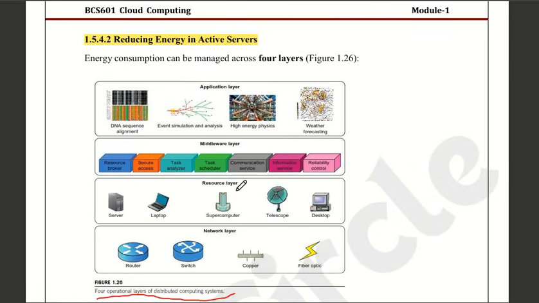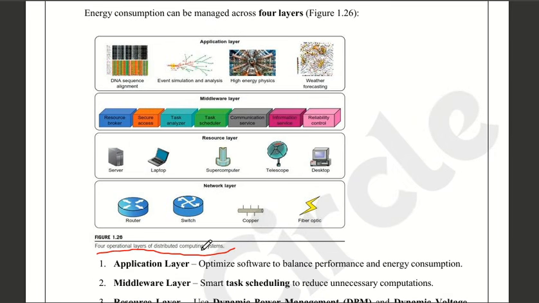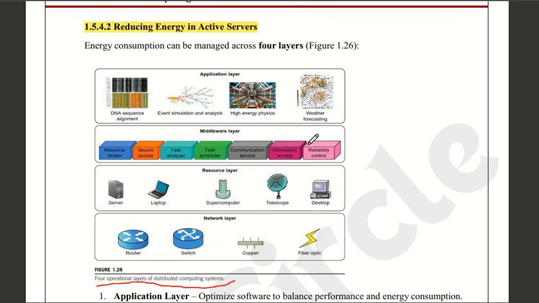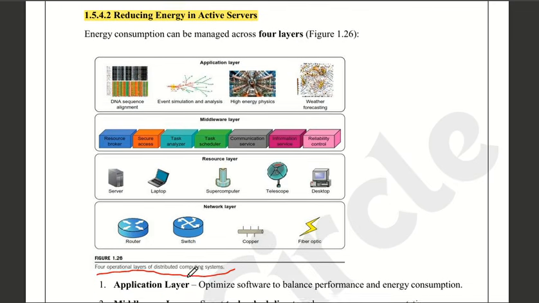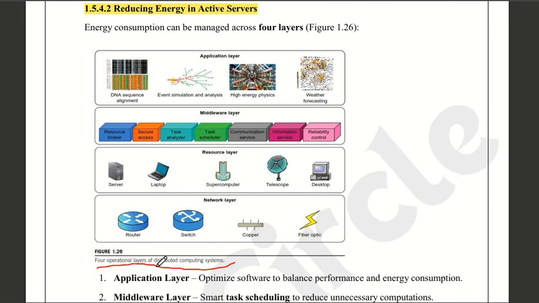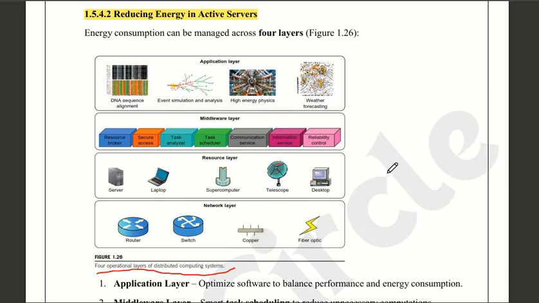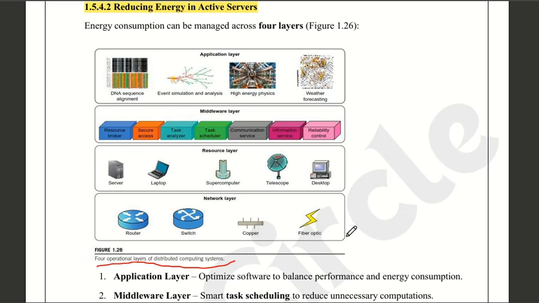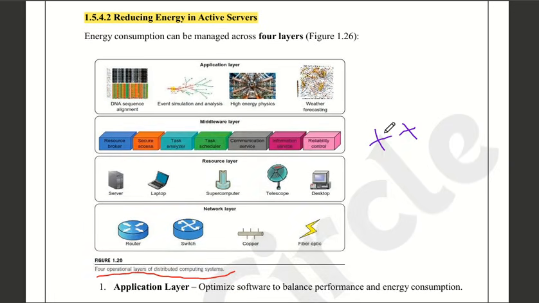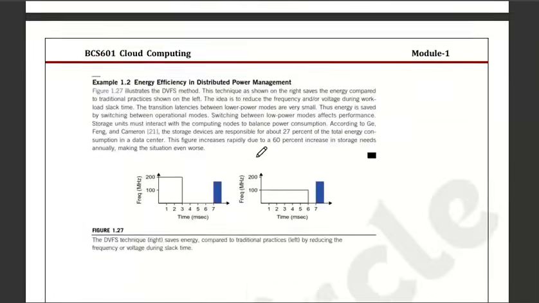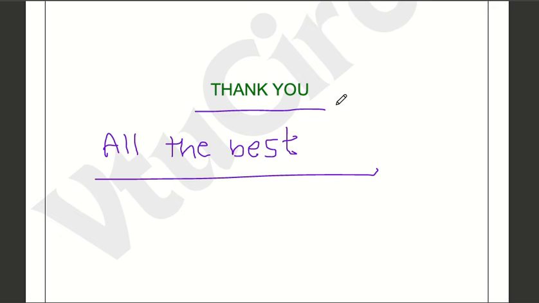Then again, here one diagram is there: the operational layers of a distributed computing system. Practice or just look over this diagram as well, because there is a chance of this question being asked. It explains the four operational layers of a distributed computing system. You just have to focus and practice this diagram as well. As per my thinking, it might be an important topic. That's all about the important topics from the first module.